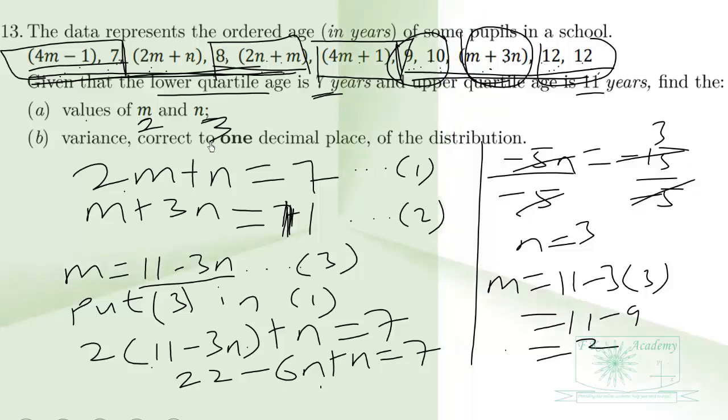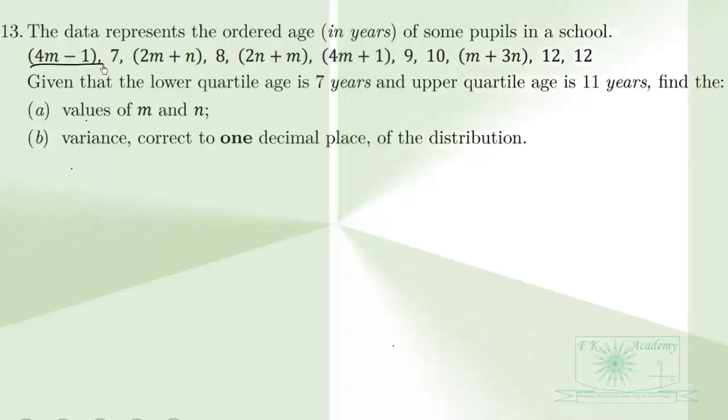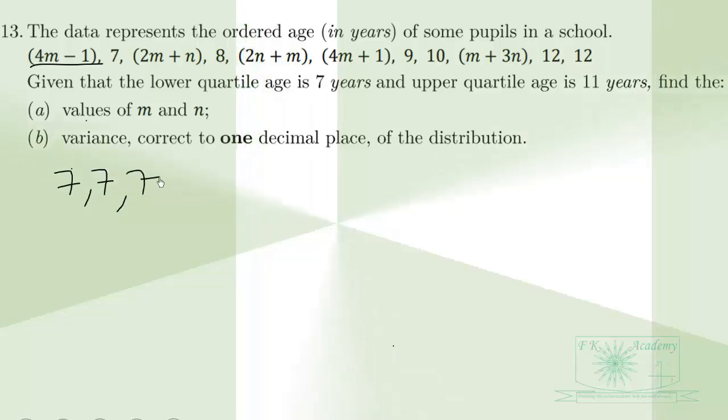So the B part of the question says we should find the variance correct to one decimal place. To calculate the variance, we must first calculate the mean. So we have to fix the values m and n inside here. When you put m equal 2 here, you are going to get 7. The second one is 7. The third one will also be 7.